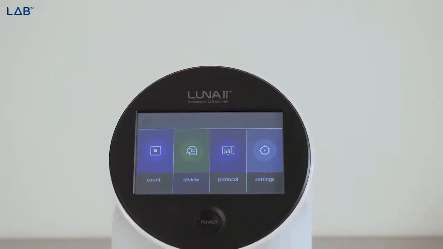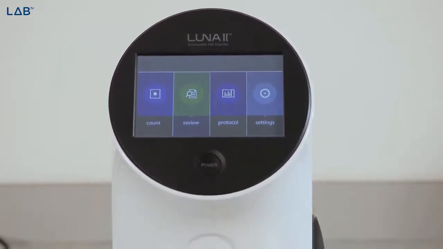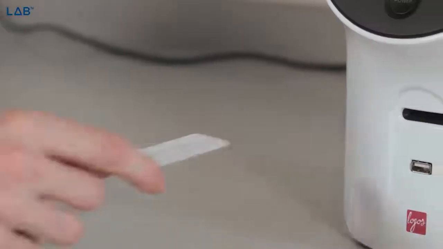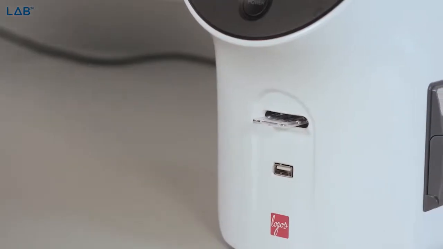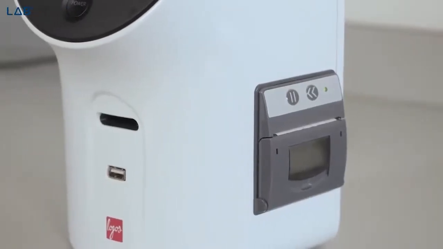Building upon the success of the Luna cell counter, Luna 2 features a novel autofocus and newly optimized optics. Fully automated cell counting and cell viability analysis. A built-in computer and optional printer.